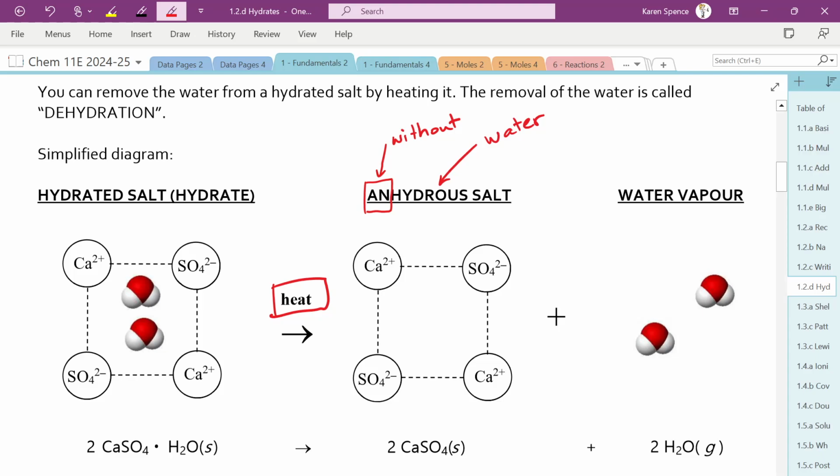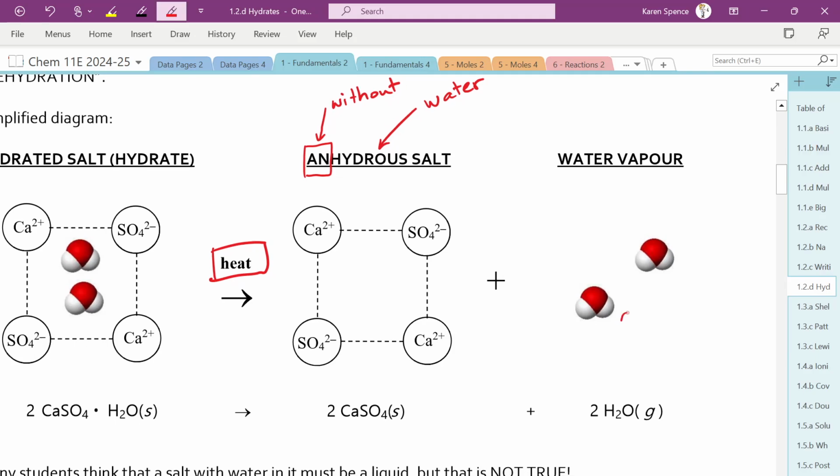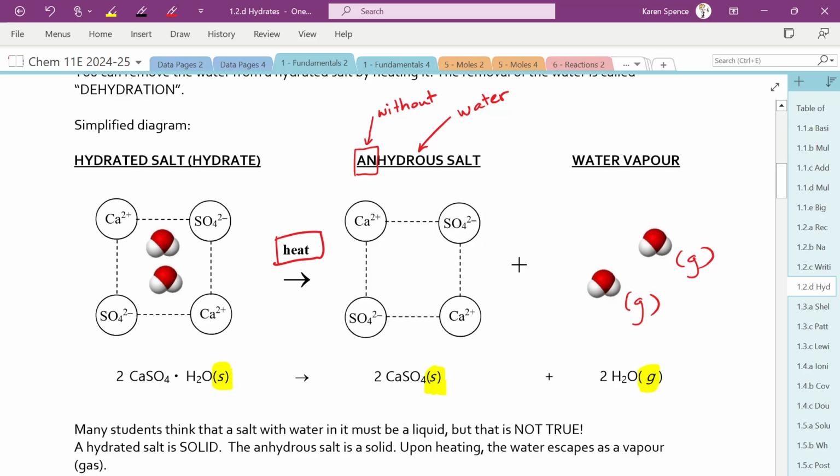And what happened to the water? It evaporates out, so we get water vapor. So this is a gas, and this is a gas. So we have a solid hydrate, a solid anhydrous salt, and then we have gaseous water. All right? So that's what a hydrate is.